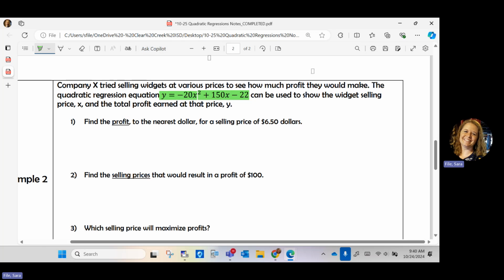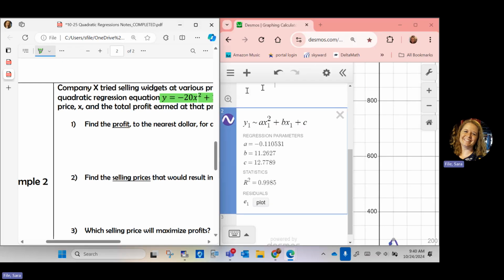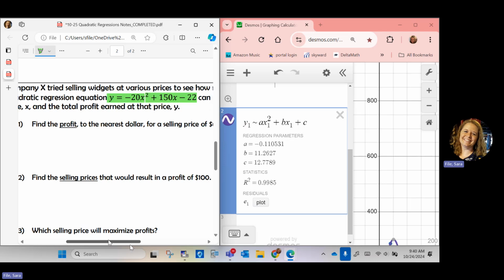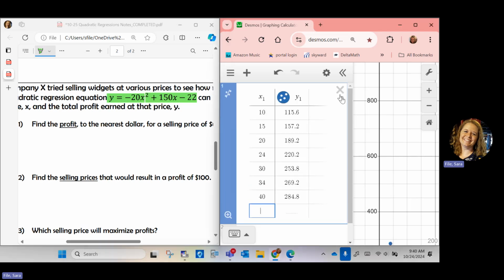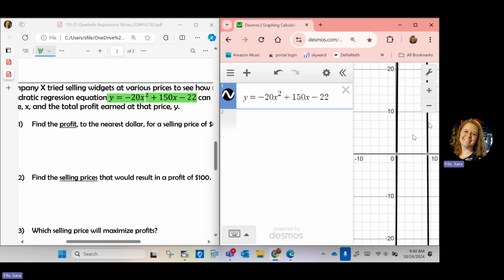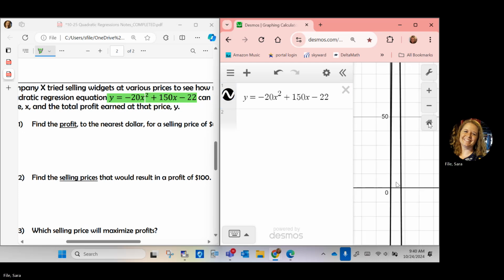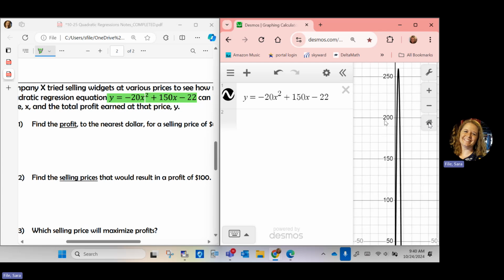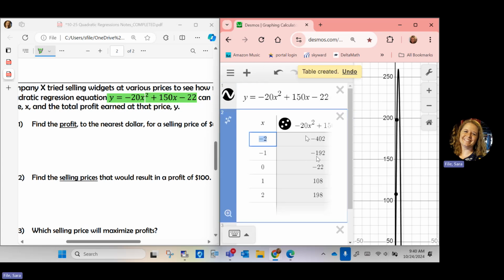Okay, so this one, I'm going to pull Desmos back up, and I'm going to type in that equation. I'm going to clear everything out. I'm going to type in the equation they give us. So negative 20x squared plus 150x minus 22. Okay, and so I've got a parabola over here on the graph. So I can look at the graph. The maximum's way up there above 250. Now I can create a table here as well to help me answer questions.